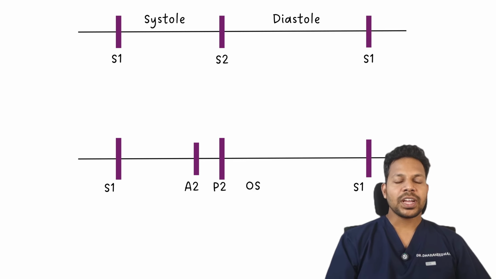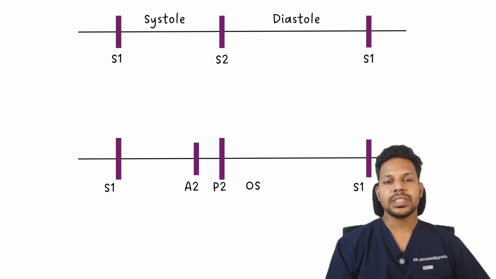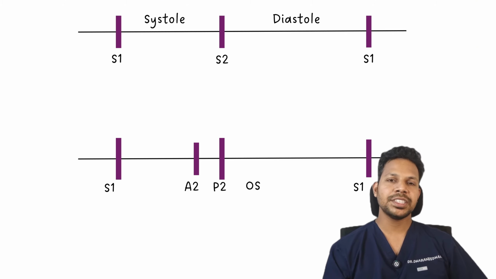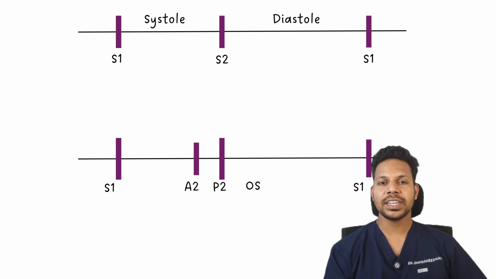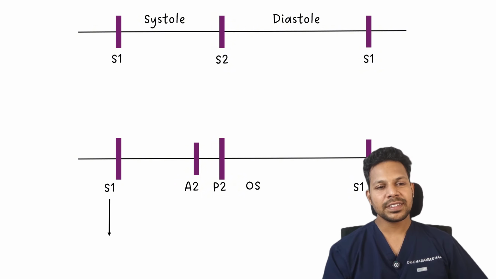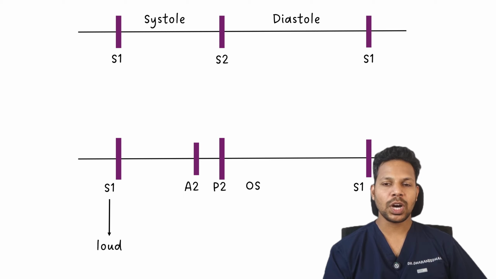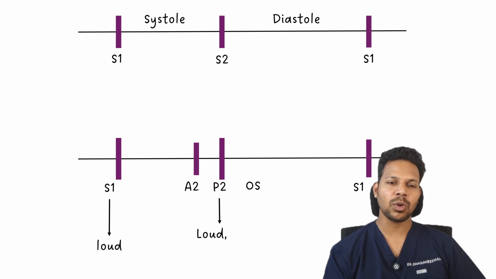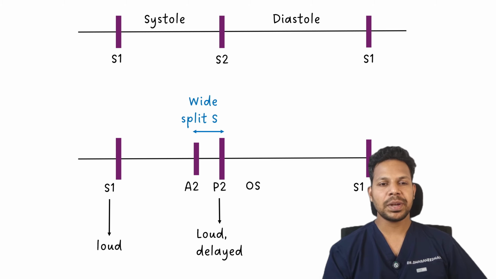Now, in the top, you can see there is S1 and S2. The phase of cardiac cycle between S1 and S2 is systole, and the phase of cardiac cycle between S2 and S1 is diastole. Now there is the S1 which has become loud now, and P2 which has become loud because of pulmonary arterial hypertension, and it is also delayed. So there is a wide split S2.